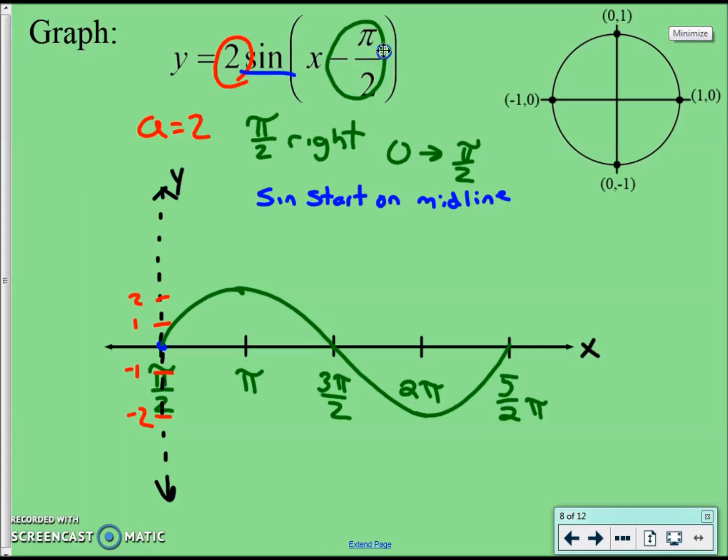Again, this is a shift of my sine curve that would typically start at 0, 0. I've shifted it to the right pi halves units, and I've also vertically stretched it from having an amplitude of 1 to an amplitude of 2.